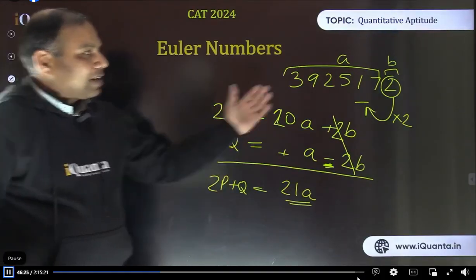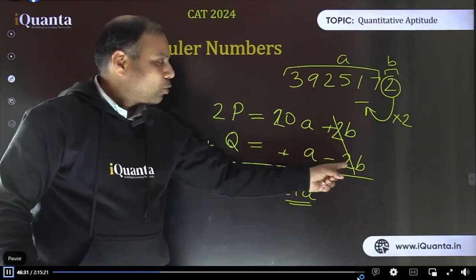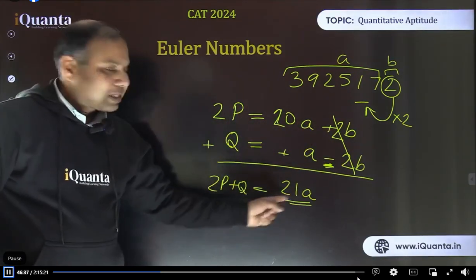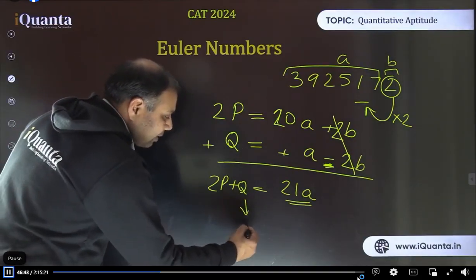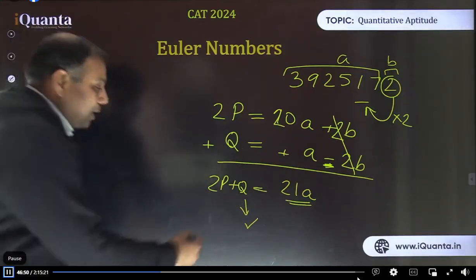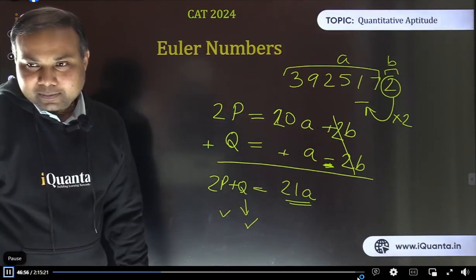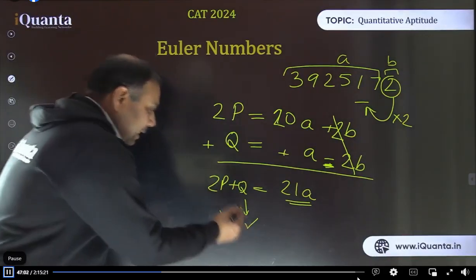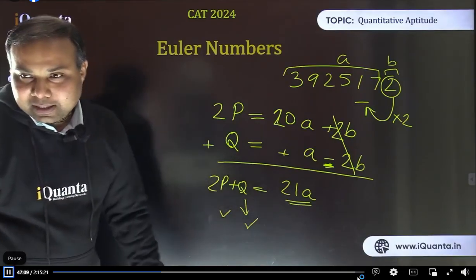ठीक है ना? Whatever number it was, I have just subtracted double of the unit digit from the remaining number, that is a minus 2b. So this 2p plus q comes out to be 21a, which is a multiple of 7. Now think, if q is a multiple of 7, and this 21a is also a multiple of 7, in that case p also has to be a multiple of 7. That is the divisibility check. So if q is divisible by 7, then p also has to be a multiple of 7, because their sum is known to us to be divisible by 7, right?